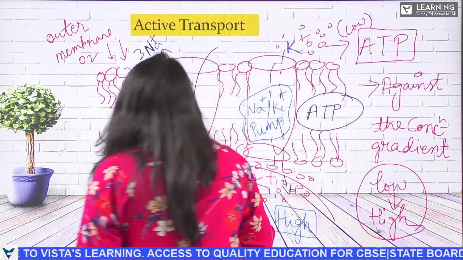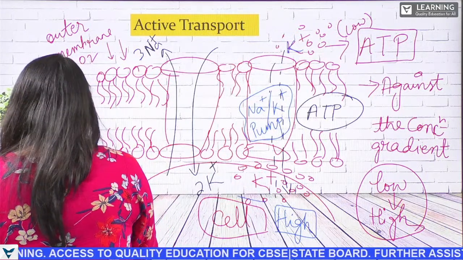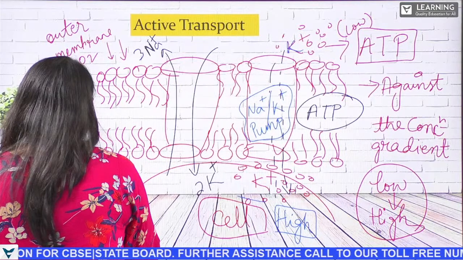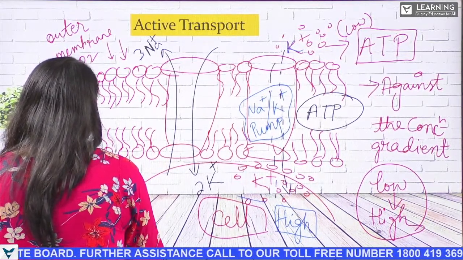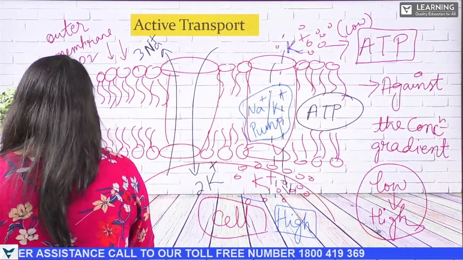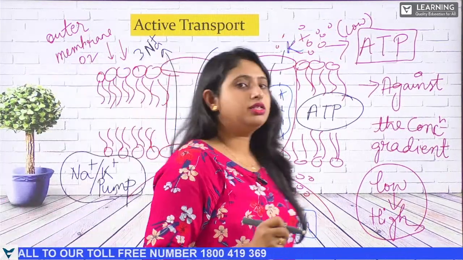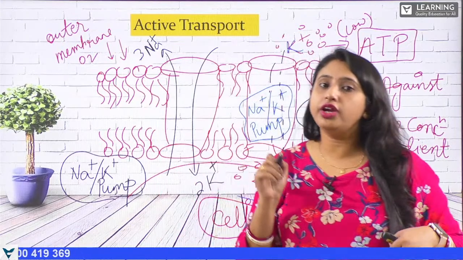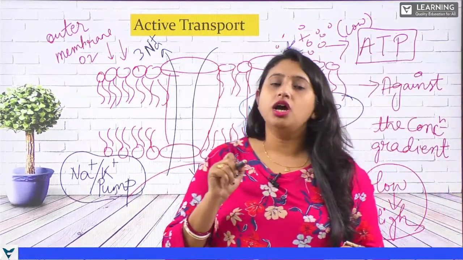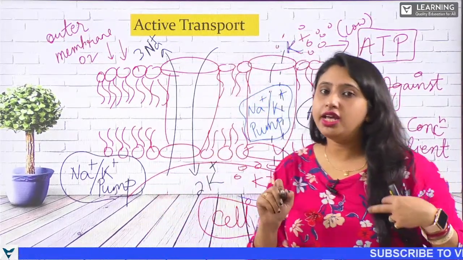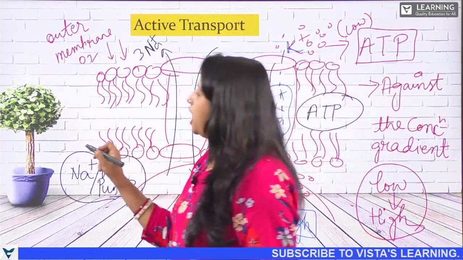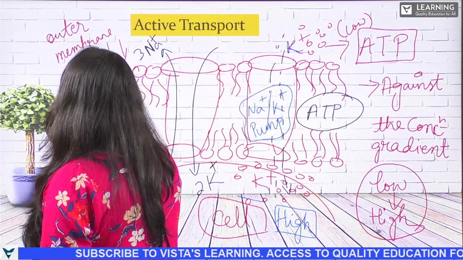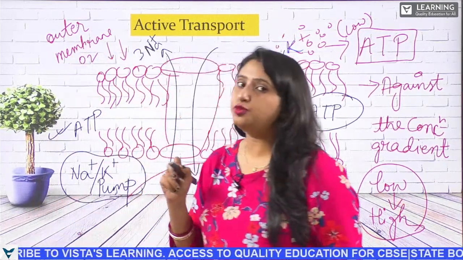So there are special protein pumps, which I said is the Na plus K plus pump. What is that pump? The special protein pump used in active transport is the Na plus K plus pump. And it is against the concentration gradient. This active transport is against the concentration gradient, and here there is involvement of ATP. And there is uphill transportation that takes place.